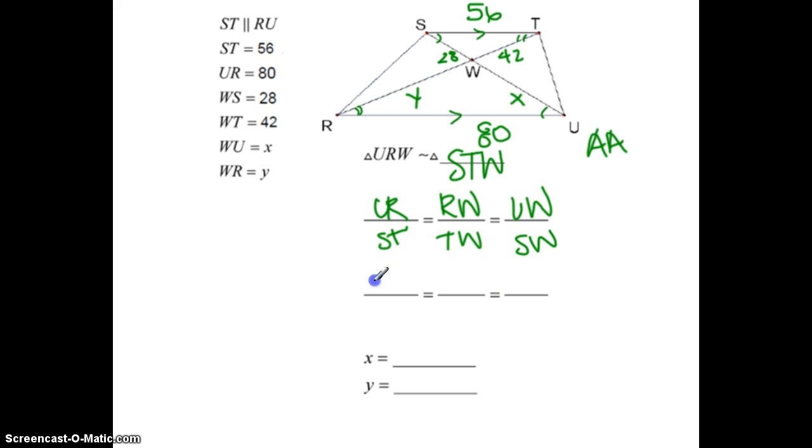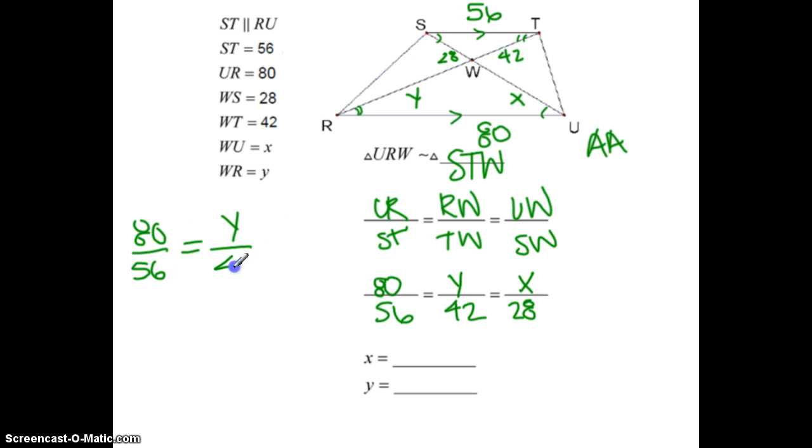So UR is 80, ST is 56, RW is Y, TW is 42, UW is X, and SW is 28. Same deal: 80 over 56 is going to be equal to Y over 42. Cross multiply. 56y is going to equal 80 times 42. Solve for y, and y is going to equal 60.